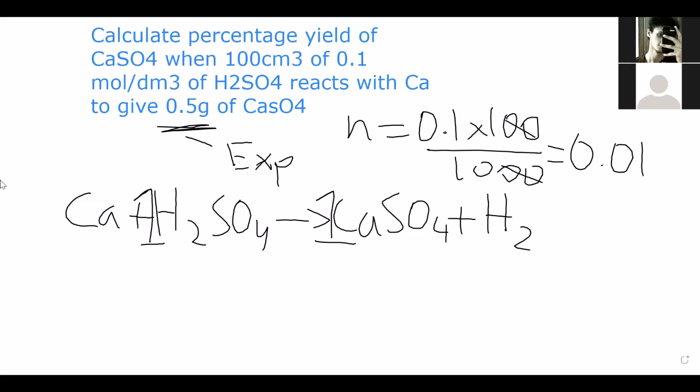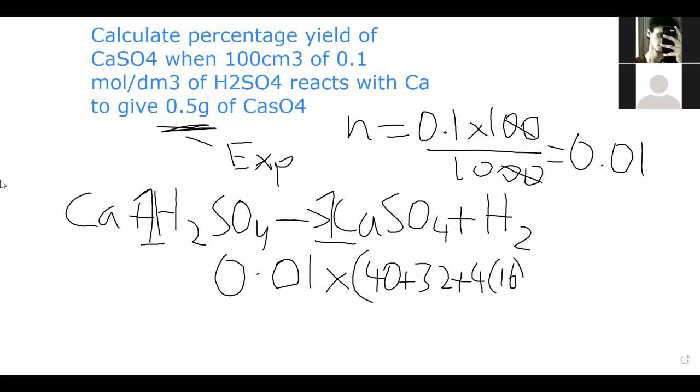Now to find the mass of calcium sulfate, we'll multiply 0.01 by its MR. MR of calcium sulfate will be 40 for calcium plus 32 for sulfur and 4 times 16 for oxygen. So the mass is coming equals to 1.36. This is the theoretical value.